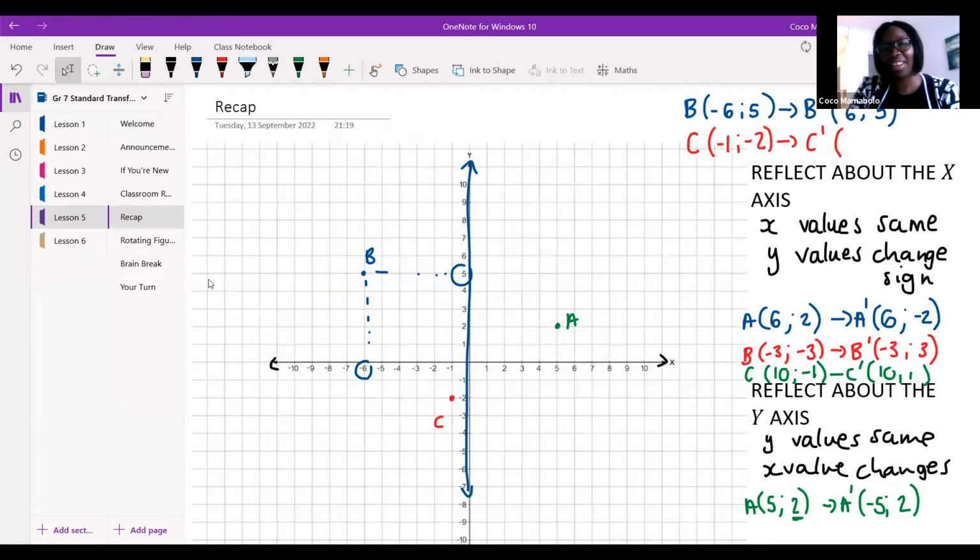Have a look in the chat. Everyone in the chat's like, I know. And it's just writing it in the chat for you. Is 1. Good. My X value then changes to 1 because my X value changes sign. And what happens to my Y value?